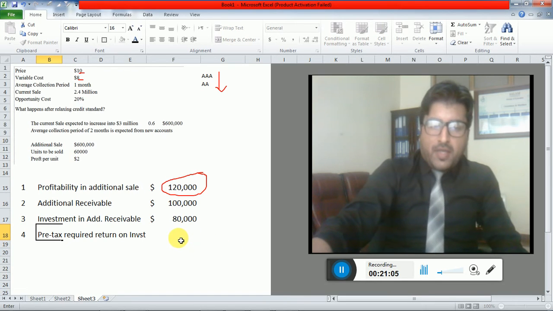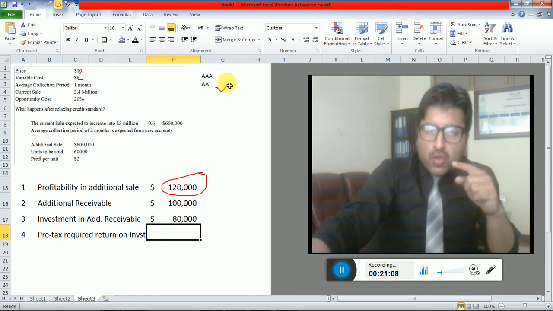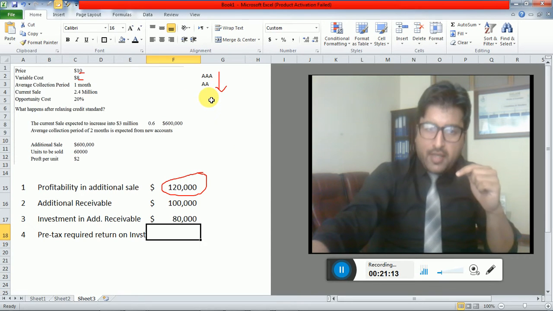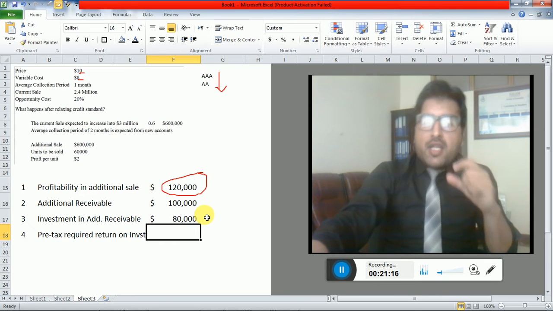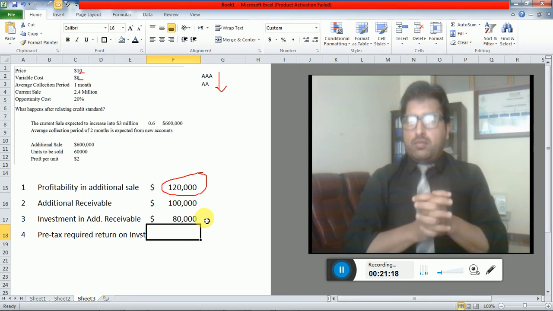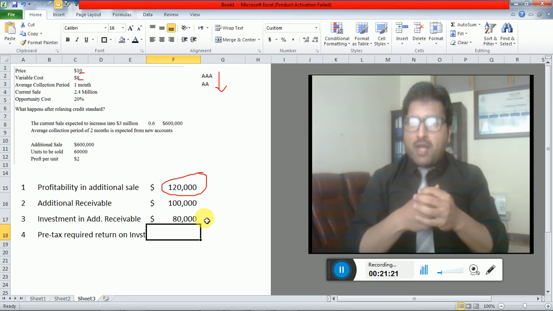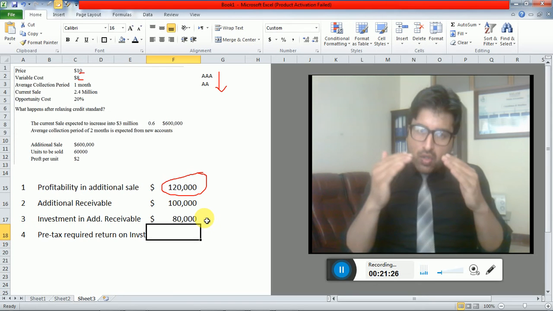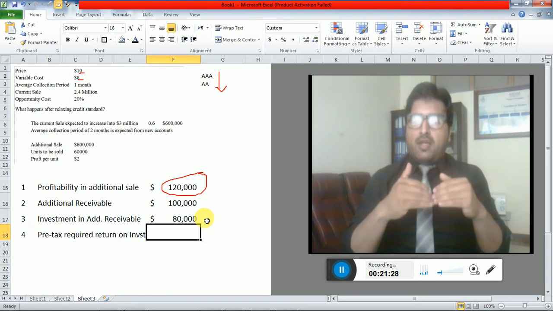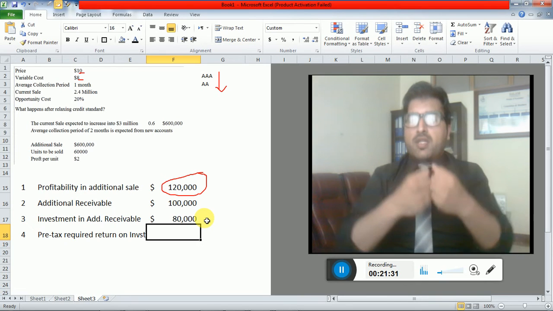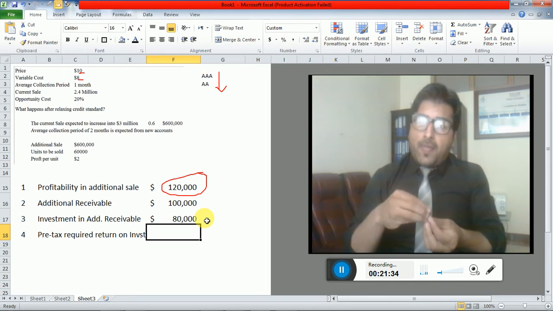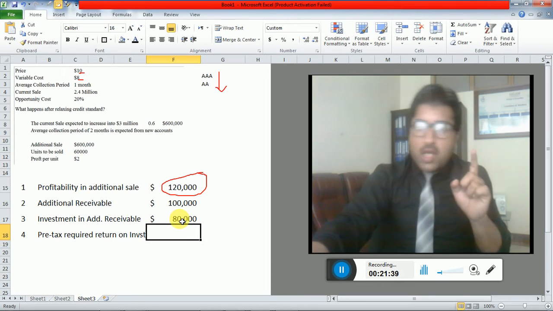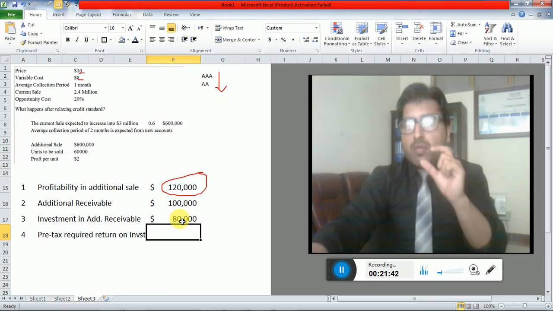What does this mean? It means if you do not lower the credit standard from AAA into 2A, then there will be $80,000 free with you. You need not invest $80,000. Why? Because the only reason the $80,000 is going out is to lower the credit rating. When you lower the credit rating, the sale increases, and then you have to invest additionally. And how much do you need to invest? $80,000. But if you do not lower the credit standard, this $80,000 will be free.